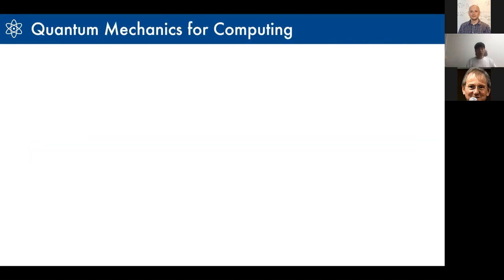Okay, so we saw some basic quantum protocols, and we saw how entanglement could help us to do better than what we were able to with classical methods. And now we're going to go a little bit deeper and see how we can use the laws of quantum physics for doing computation.